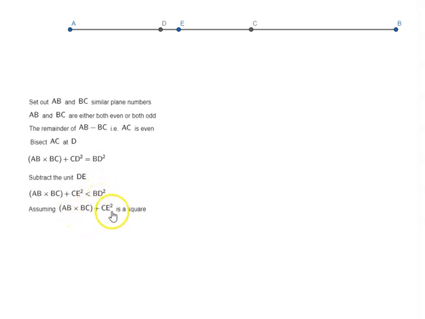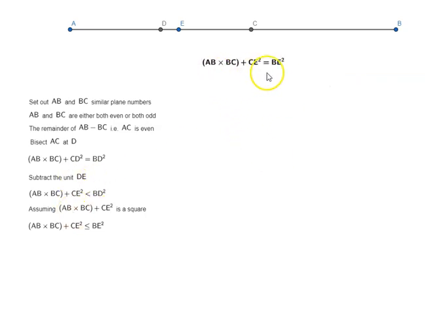Assuming AB by BC plus CE square is a square. The sum of these two is a square. Let's assume that. Means AB by BC plus CE square is going to be less than or equal to BE square, because remember, we have subtracted a unit here. It can't be greater than BE square. Why? Because then BE will cut into this unit, which is not allowed. So it has to be equal to BE square or less than BE square.